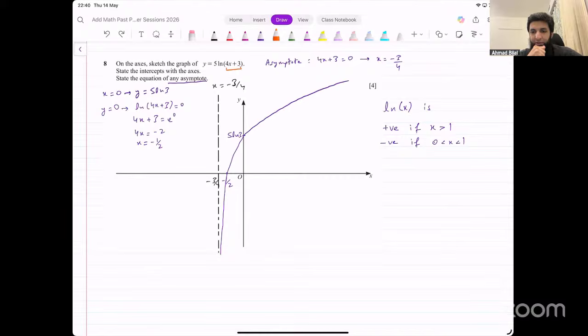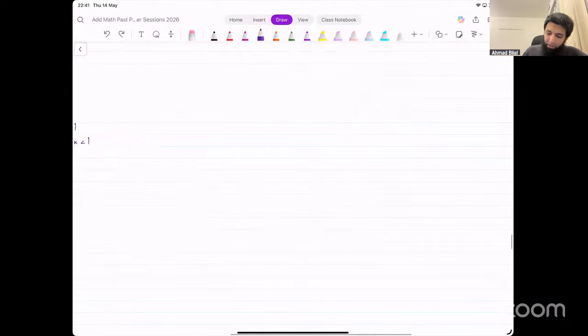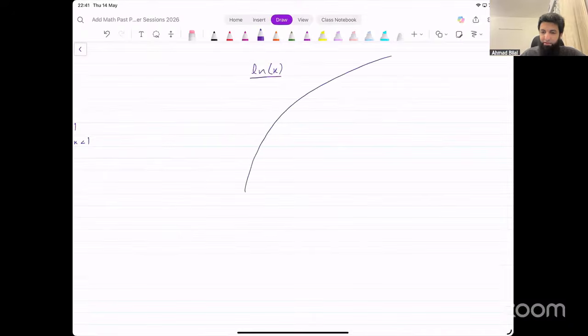Can I explain that positive thing again? Remember the ln x graph? What does that look like? This is the standard shape of the ln x graph, okay?